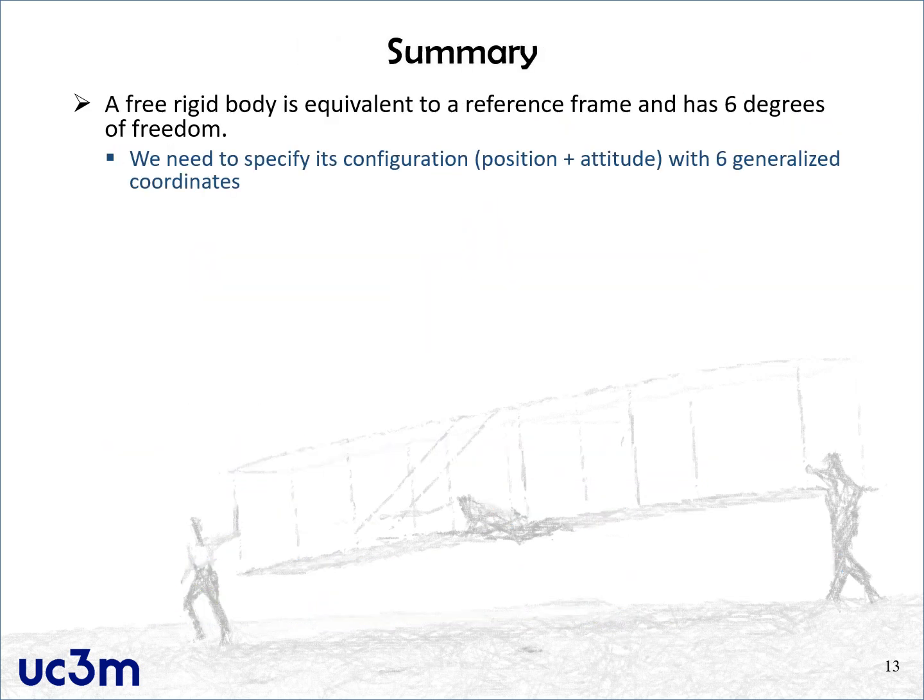Okay, so as a summary of this lecture, since we have seen that we can replace any rigid body with a body fixed reference frame, we conclude that a free rigid body has a total of 6 degrees of freedom. We need to provide 6 variables, 6 coordinates to completely determine its configuration. All right, and for a rigid body, the configuration is the sum of its position, the position of one point, for example, the origin of the reference frame that we are using, and its attitude.